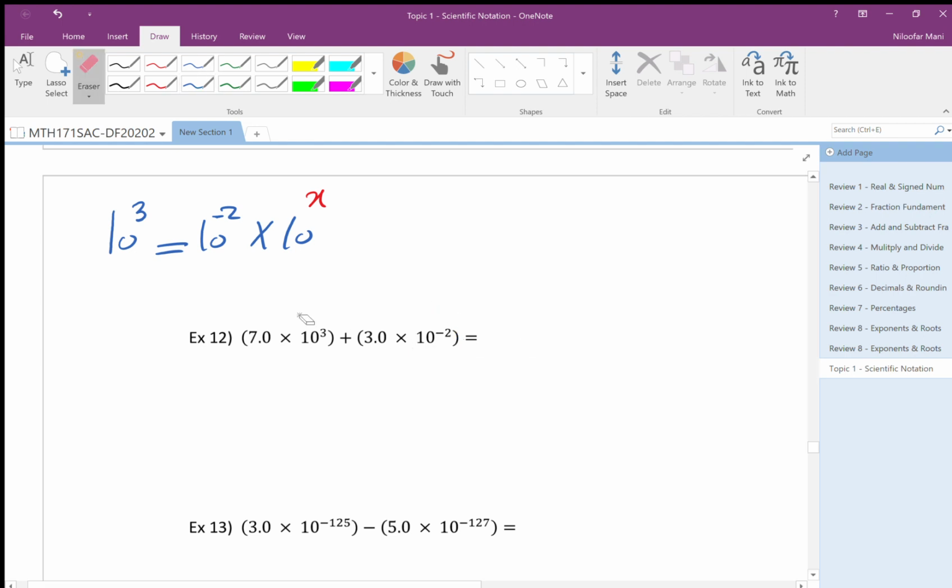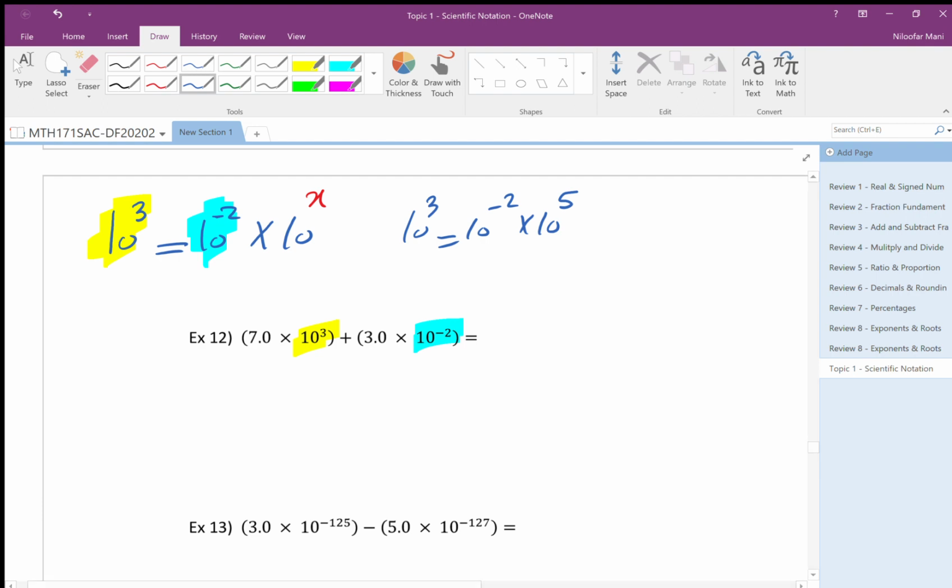So when I look at my question, I don't see they are the same as each other. I have 10 power 3 and have 10 power minus 2. So I write 10 power 3 in another way to be exactly 10 power 3, so I don't change my question, but I see 10 power minus 2 inside. Okay, so I have this here, and I want this here. So what is x then? X must be 5, okay? So 10 power 3 is 10 power minus 2 multiple 10 power 5. Oh yes, 5 minus 2 is 3.